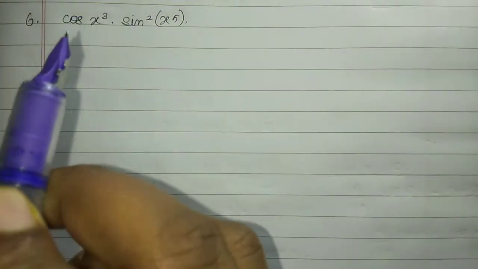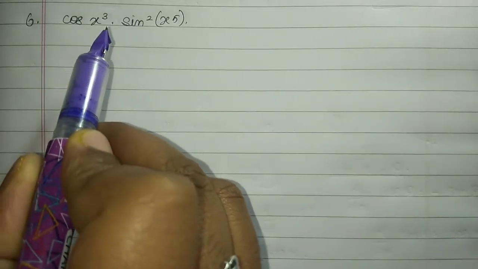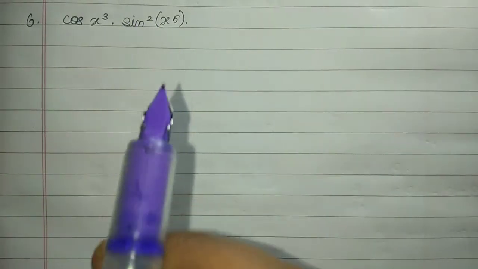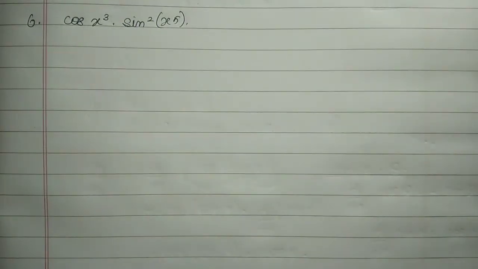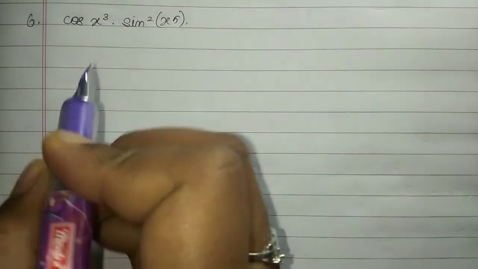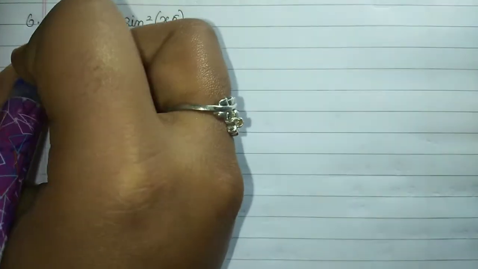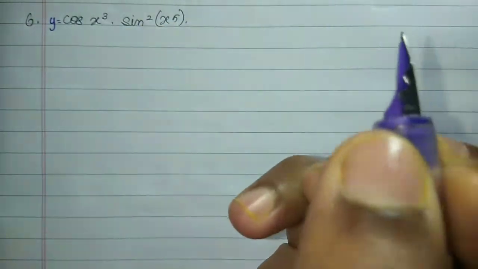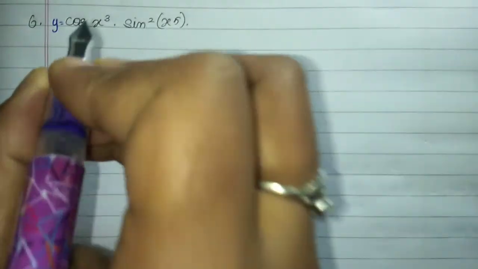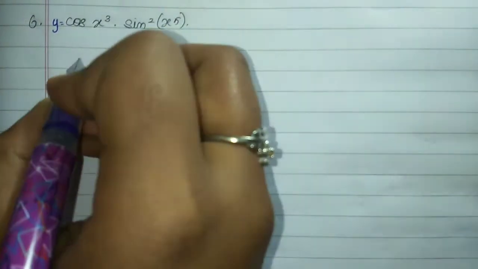Question 6. The given function is cos x cube into sin square x power 5. So in the previous sum we saw the derivative for division. Now we will be deriving for multiplication. So let me write this as y is equal to cos x cube into sin square x power 5.